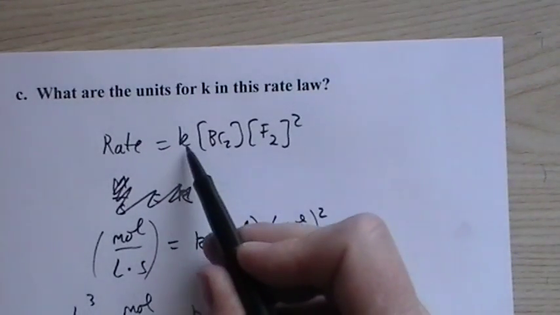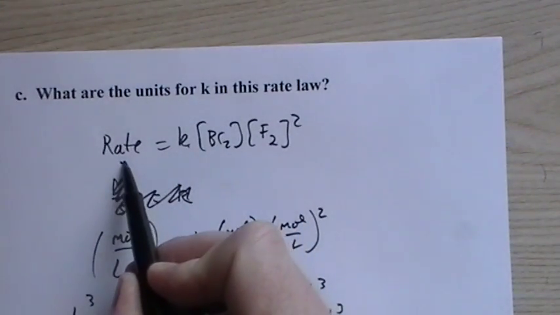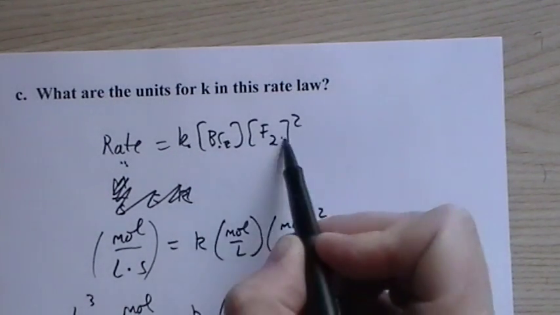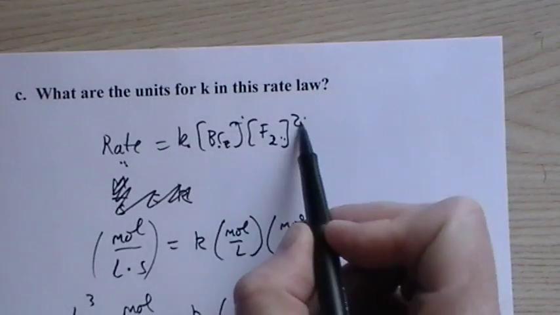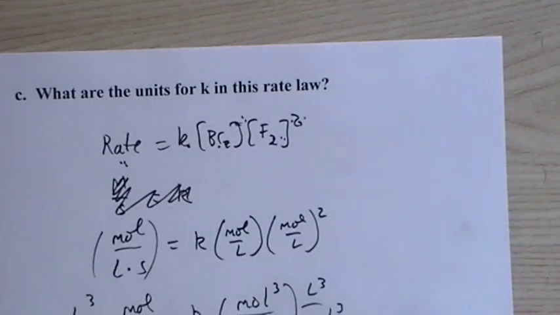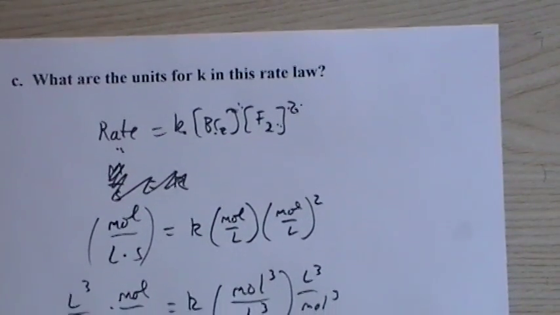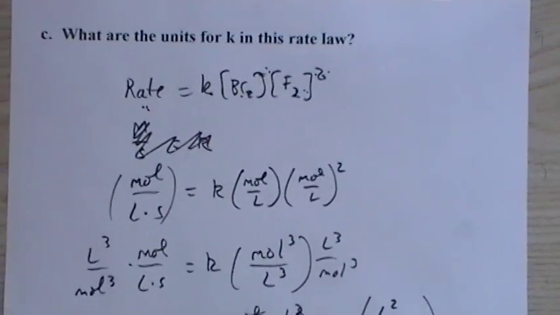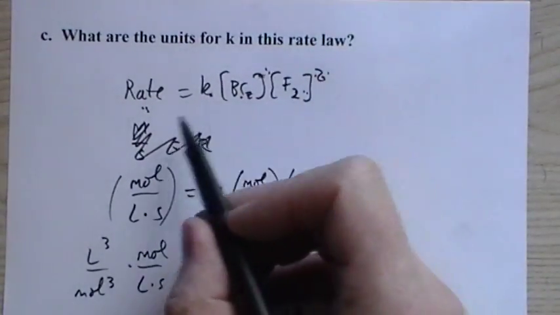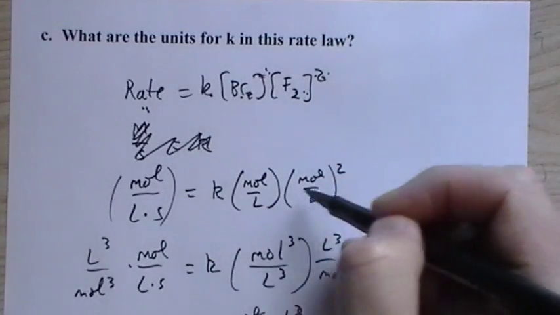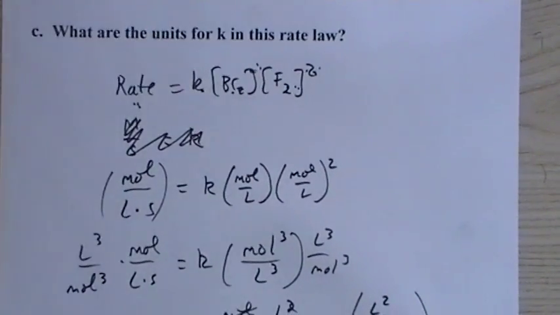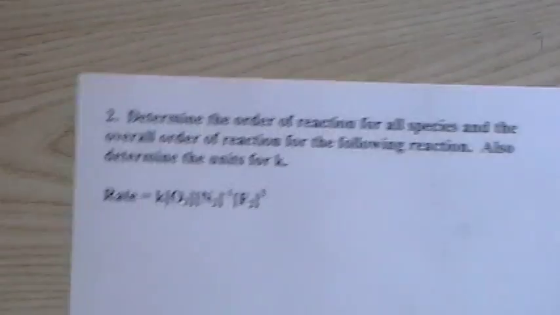You can see that the units for K, since these always have to be moles per liter per second, are going to depend on what these exponents are. The larger these exponents, the more weird looking the units are going to be for K. But we got to just get used to determining what those are. Now let me just double check, make sure that I got everything here. Yeah, looks good. Okay, let's go to 2.